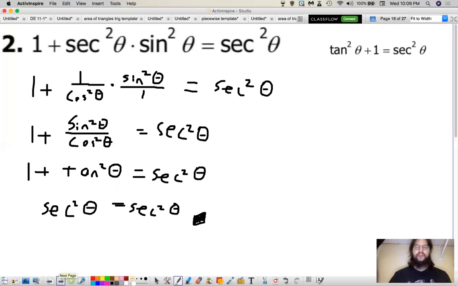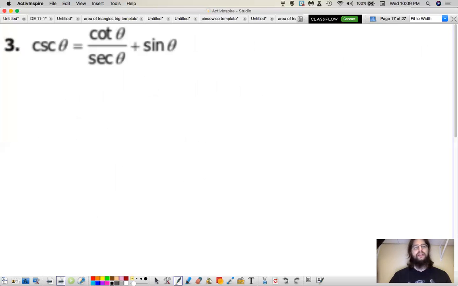So those first two weren't too bad. They do get a little longer. If we look at this one, I'm not going to start with the left side. That's only one little function. I'm going to start with the right side because that looks more complicated. So I'm going to write down my left side, not changing it. Cosecant of theta is equal to. Let me rewrite my right side in terms of sine and cosine.